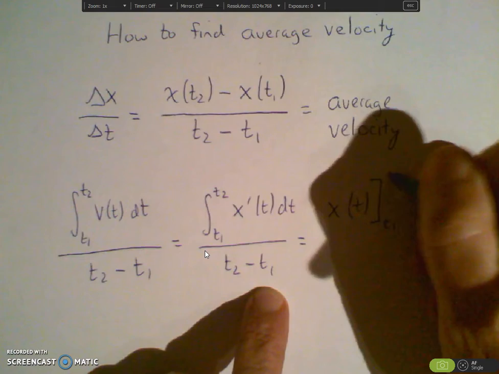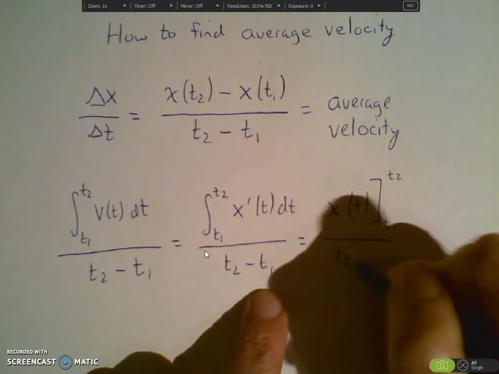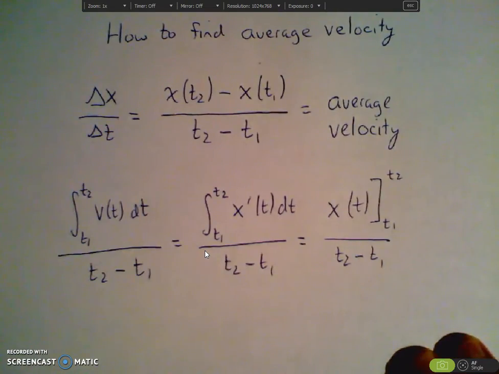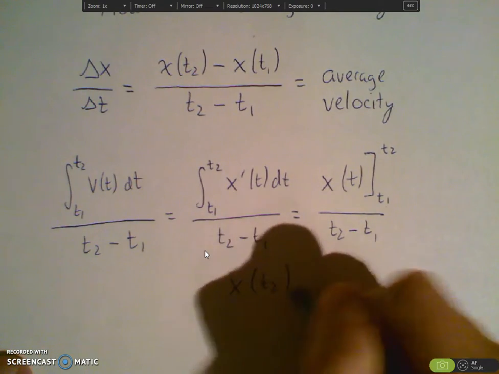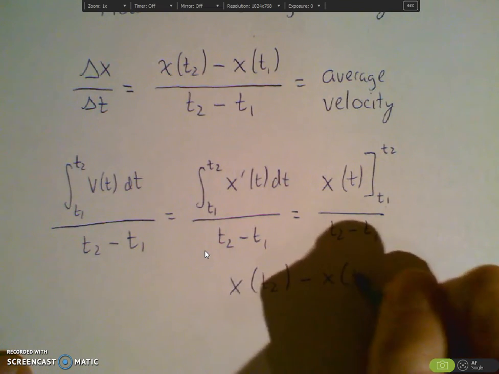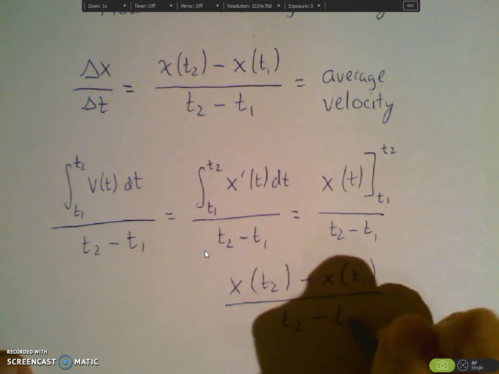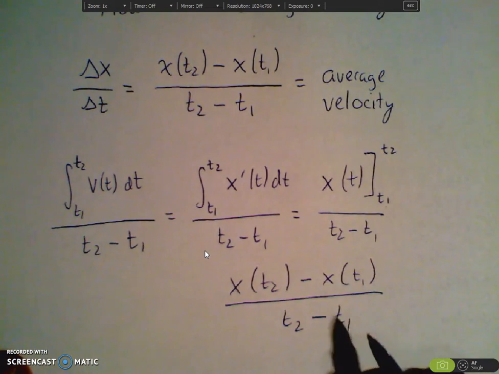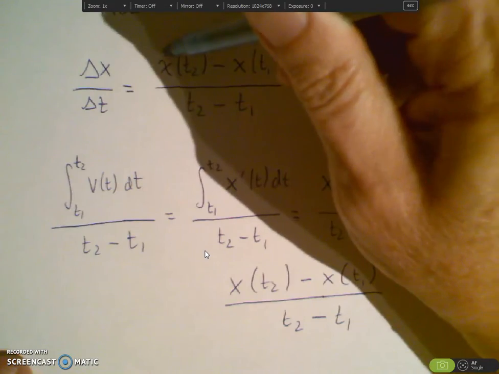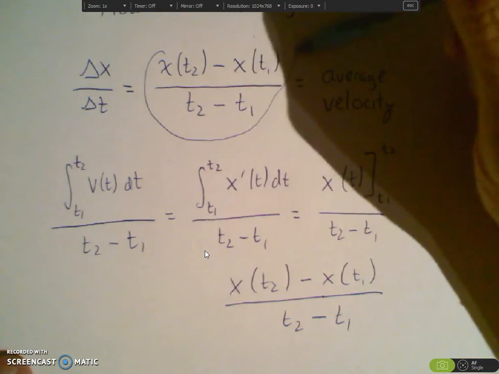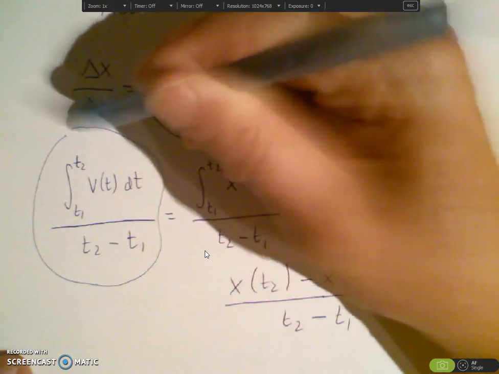And then you're going to evaluate it from t sub 1 to t sub 2 using the fundamental theorem of calculus. And so I'll substitute x of t sub 2 minus x of t sub 1 divided by t sub 2 minus t sub 1. And voila, you've got the same thing. So there are two different ways of finding an average velocity, but it turns out they're actually the same.